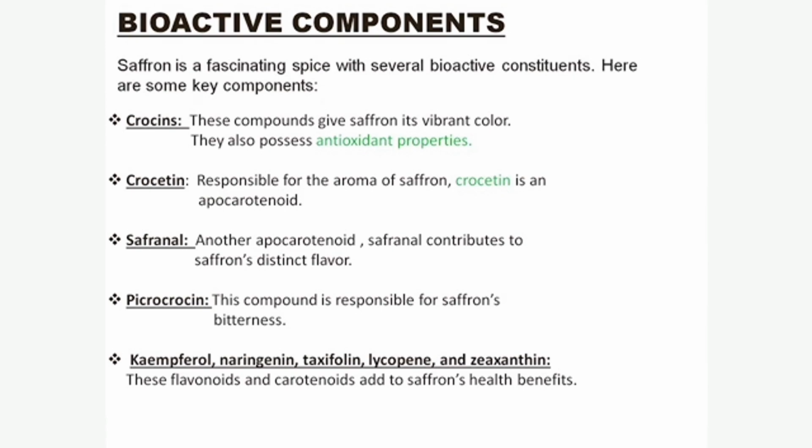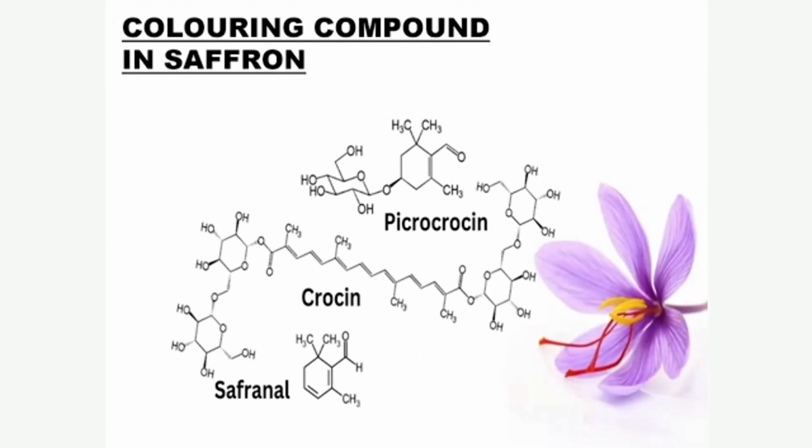And generally, these are the flavonoids and the carotenoid pigments that add to saffron's health benefits. Some vitamins are also present, particularly thiamine, which is present as a bioactive component in the saffron. Further, we see the coloring compound in saffron, and we see the structure of the coloring compound that is present in the saffron.